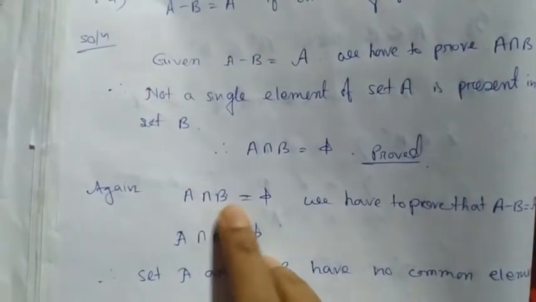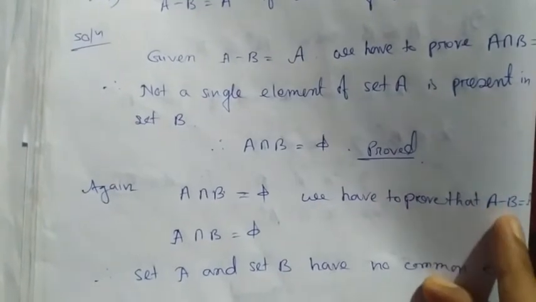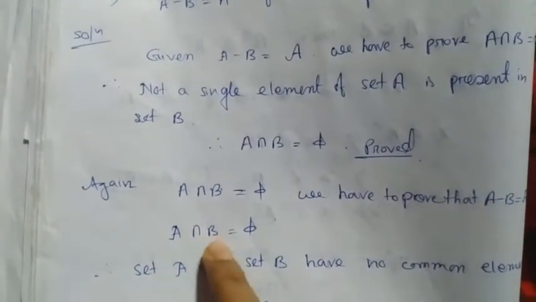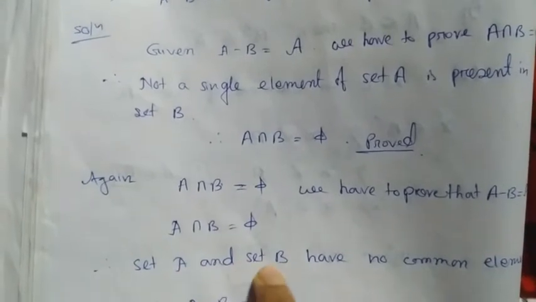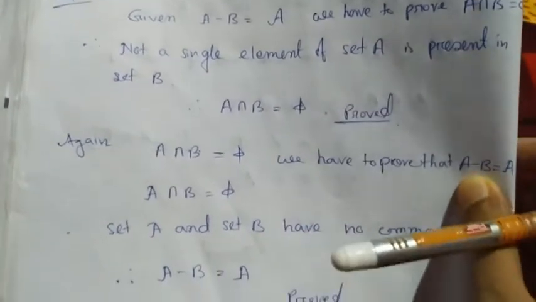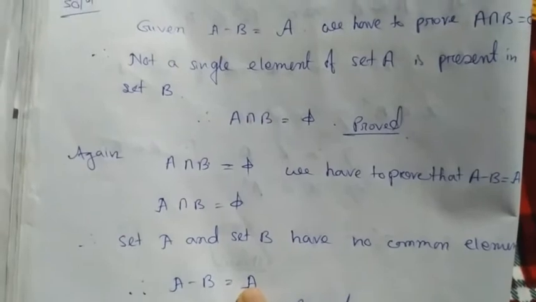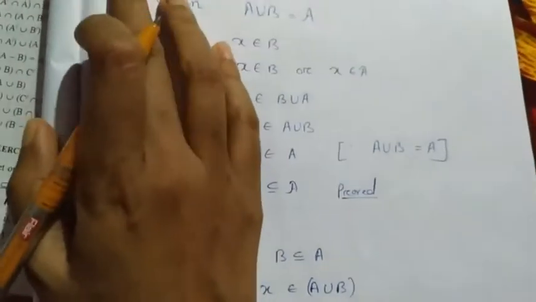Again, if A intersection B is equal to phi, we have to prove that A minus B is equal to A. A intersection B equals phi means set A and set B have no common element, then also A minus B is equal to A. This is proved here.